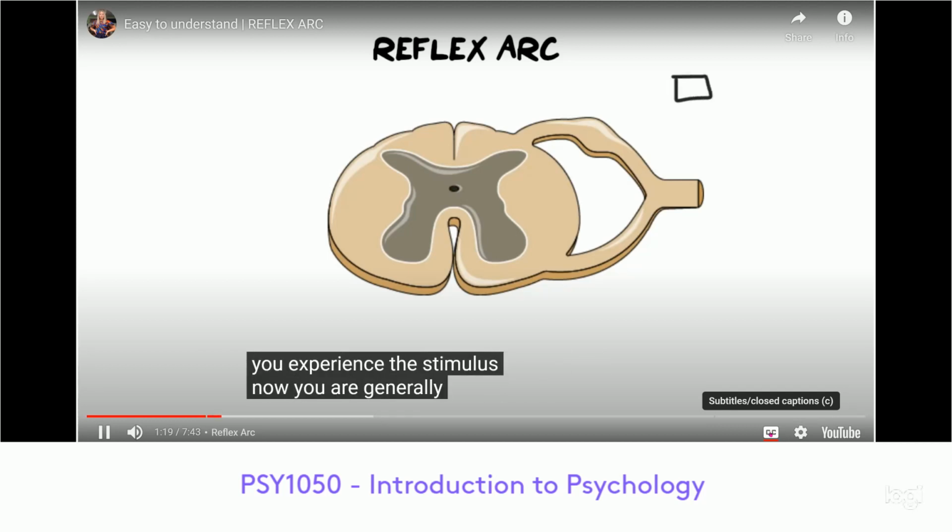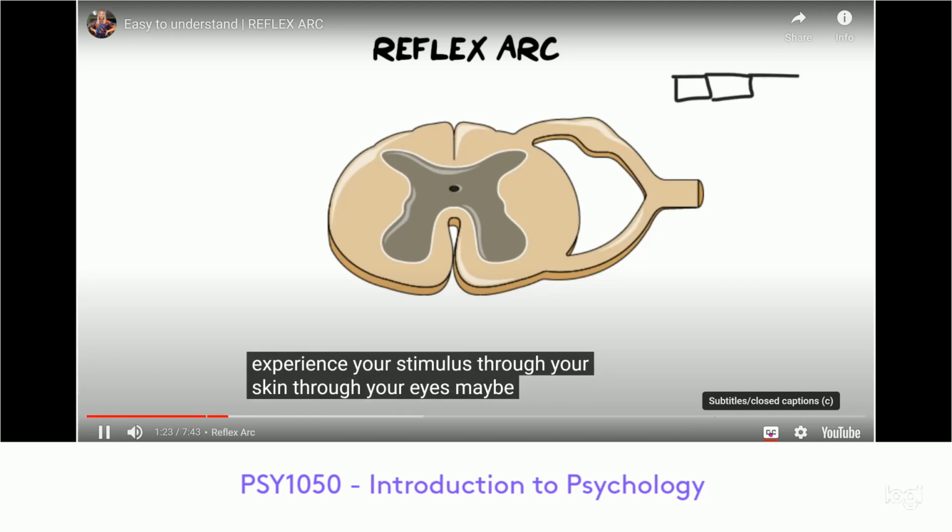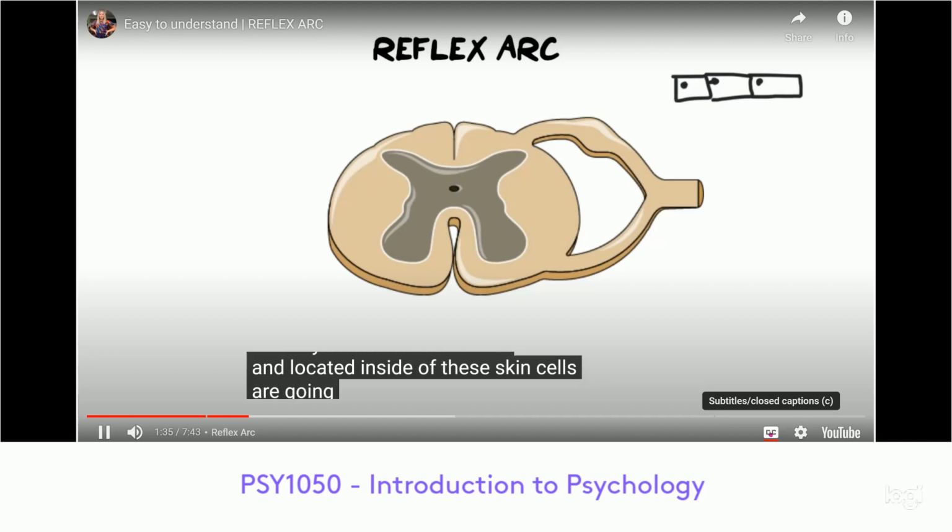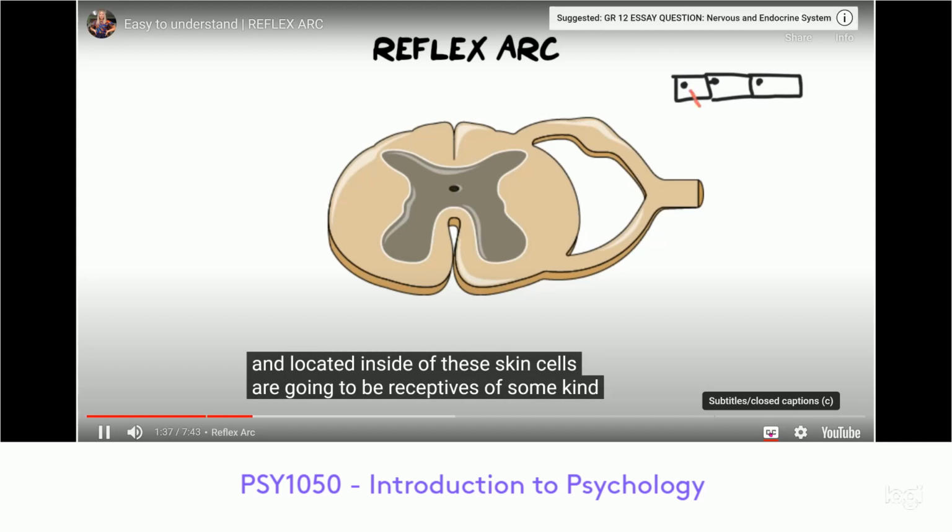Now, you are generally going to experience your stimulus through your skin, through your eyes, maybe through your ears. But in this example, I'm just going to use your skin. And these are a few of your surface skin cells. Located inside of these skin cells are going to be receptors of some kind. I'm just going to draw those in red. There's one inside of each of them, and they're all connected to each other.